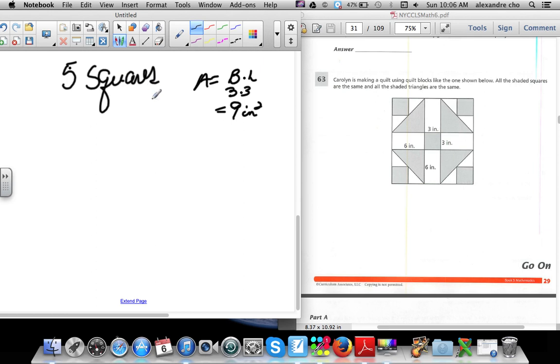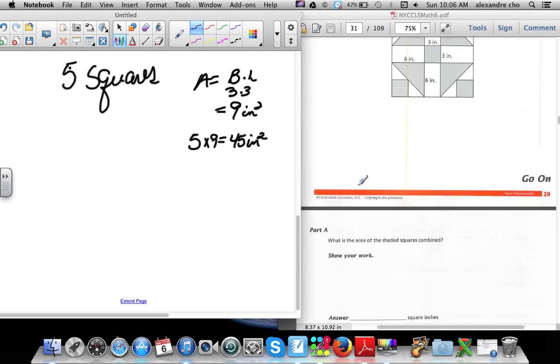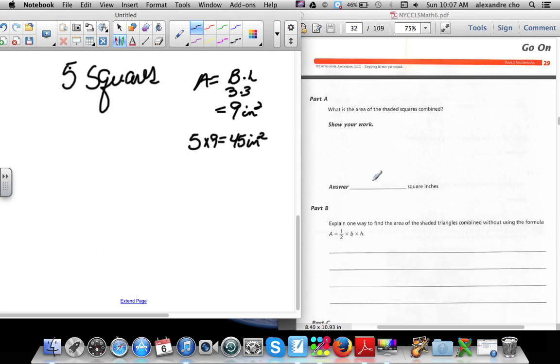But we have 5 squares, so it would be 5 times 9, giving you 45 inches squared. Please put the unit. You are going to lose points if you just write 45. Oh, actually, it already says square inches, so you're good. And it says show your work. So this one actually tells you to show your work. So you are going to write that there are 5 squares. Explain to the person that there are 5 squares. You find the area of one of them, and then you multiply 5 times 9 to get 45 inches squared.